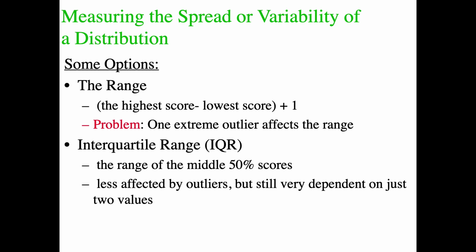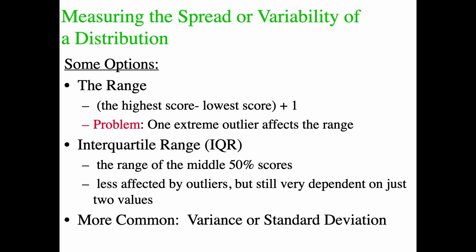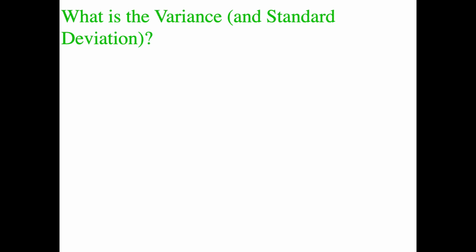But why statisticians don't like it very much as a measure of variability is it really just depends on these two values that happen to be where the 75th percentile is and the 25th percentile. So those are a couple options that are kind of easy to compute, but the more common way that we measure spread or variability of a distribution is what's called the variance, and its cousin, or a derivative of it, called the standard deviation.